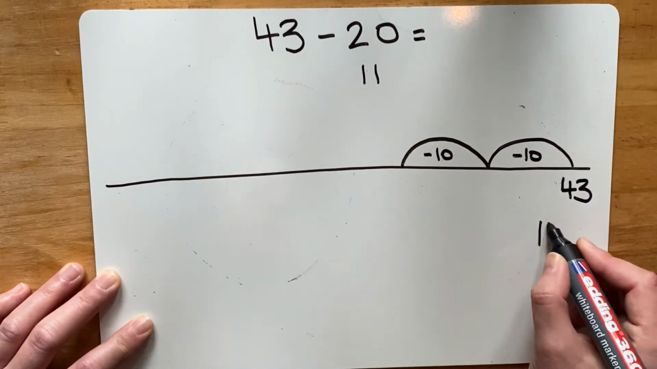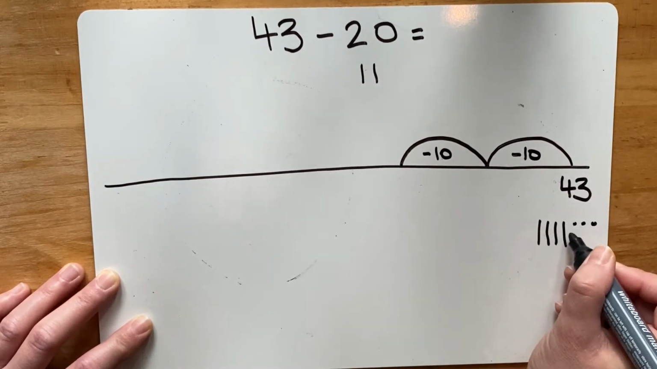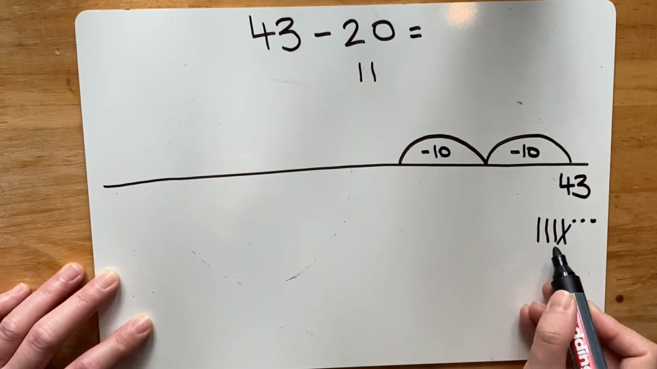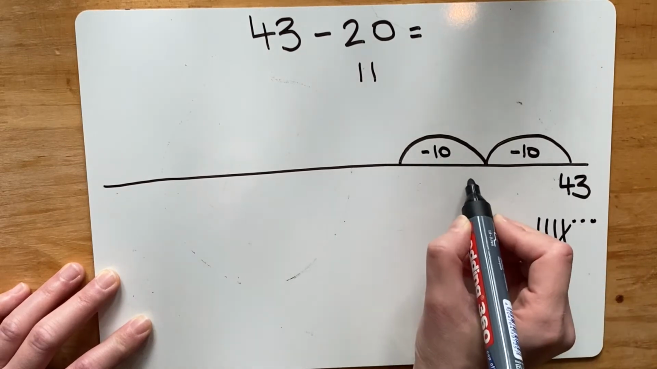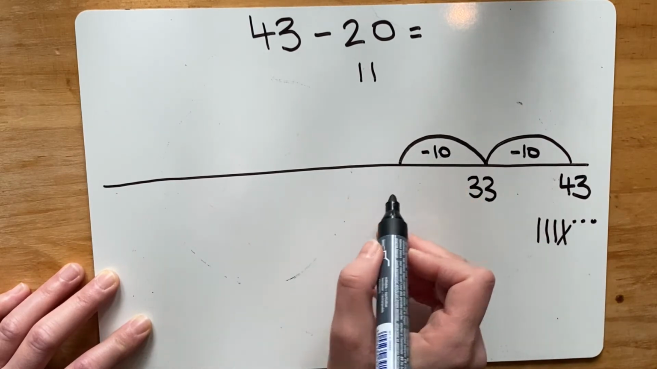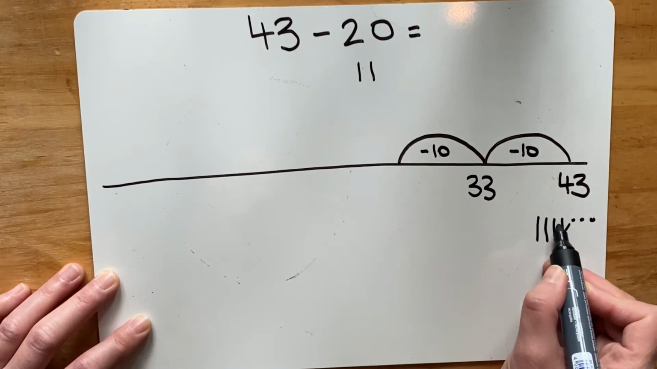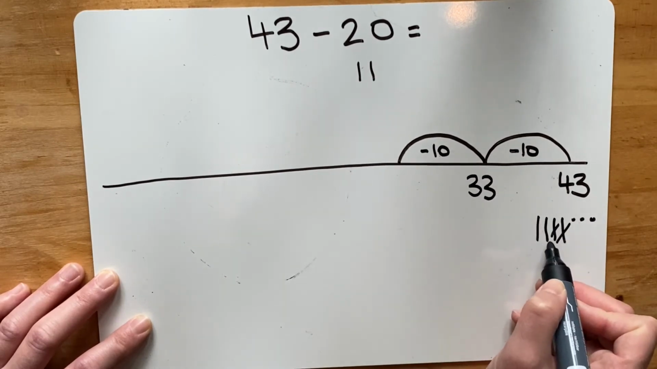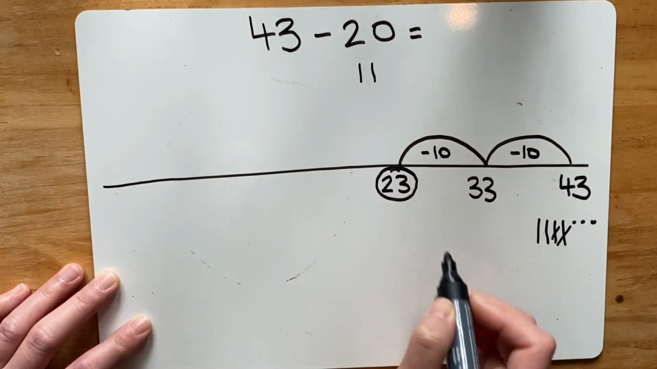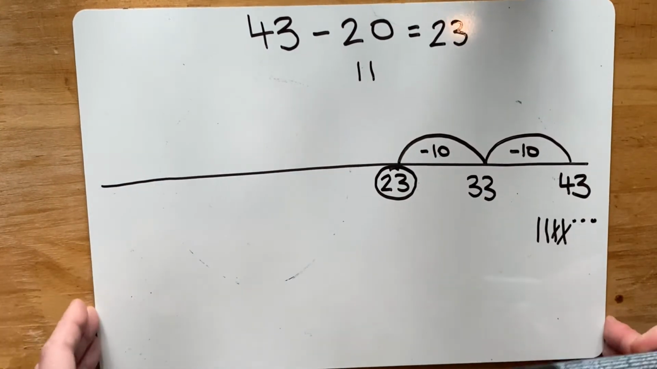So we're going to draw 43 and we're going to take away 10. What number do we have now? 10, 20, 30, 33. Then we're going to take away another 10. What number do we land on now? Here's 33. Let's take away another 10. 10, 20, 23. So our answer is 23.